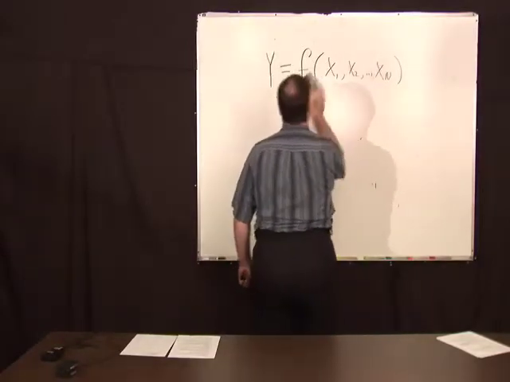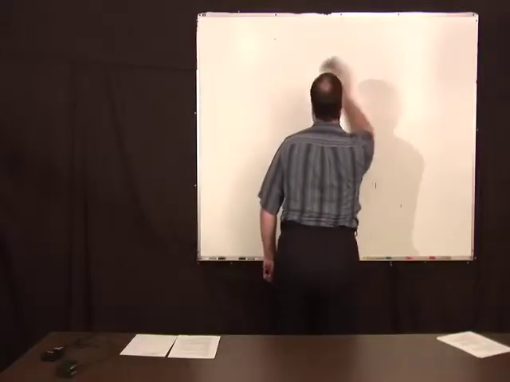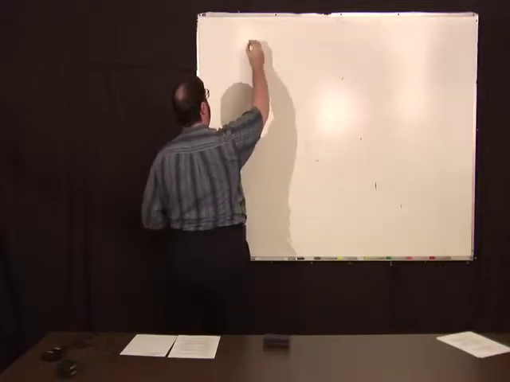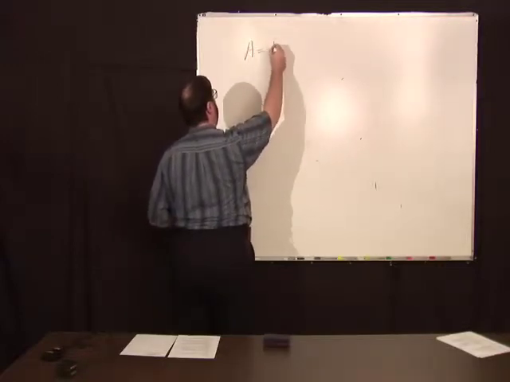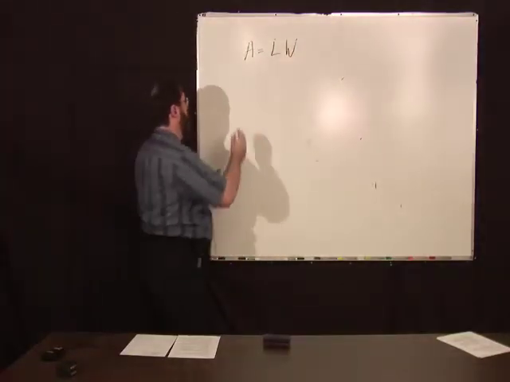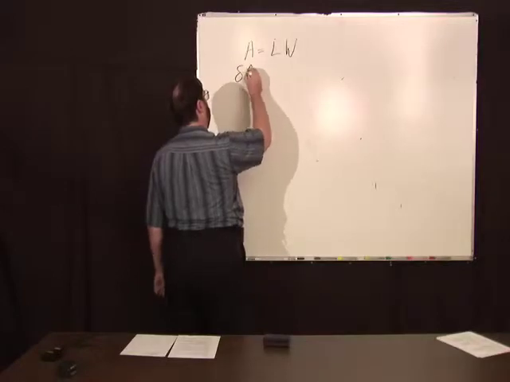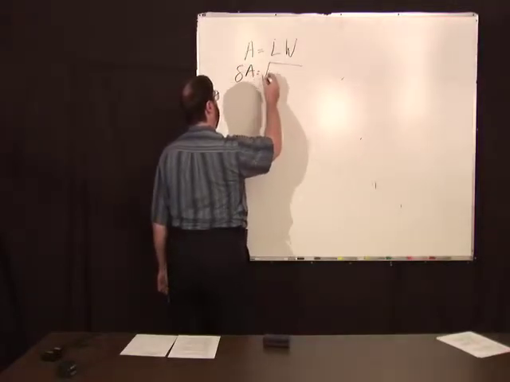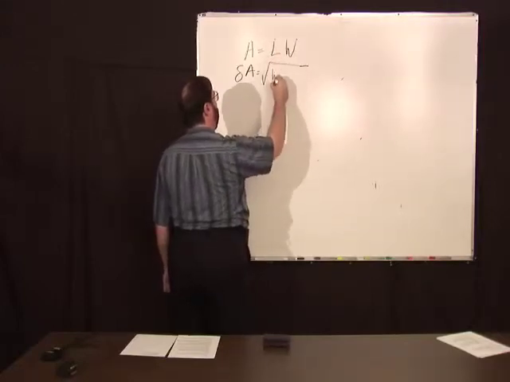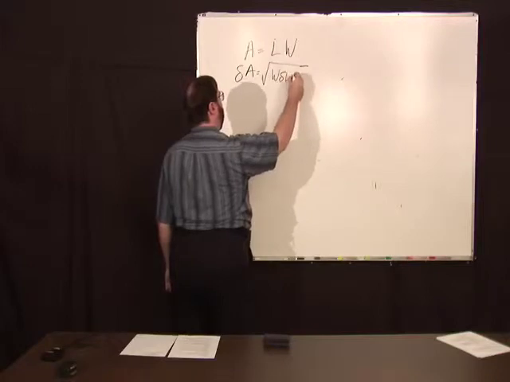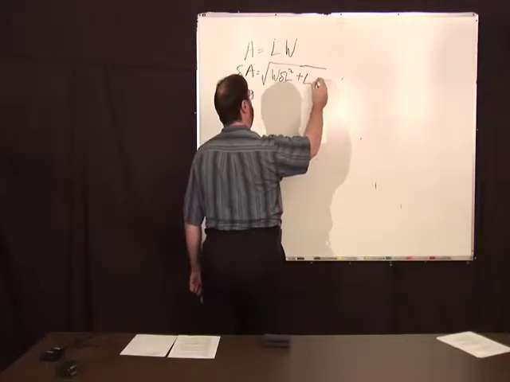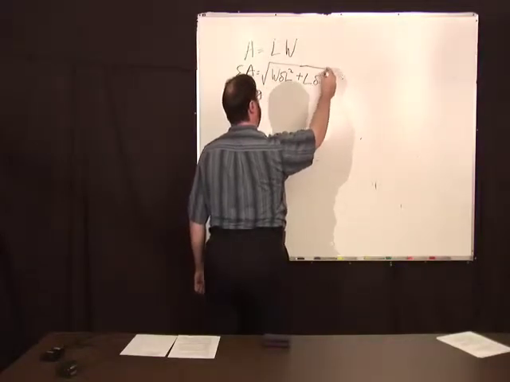Last week, we had a simple measurement equation that we did for an area. Area equals length times width. Okay? The uncertainty in the area then is going to be the square root of the derivative of this with respect to L, which is W, so it's W delta L squared plus L delta W squared.